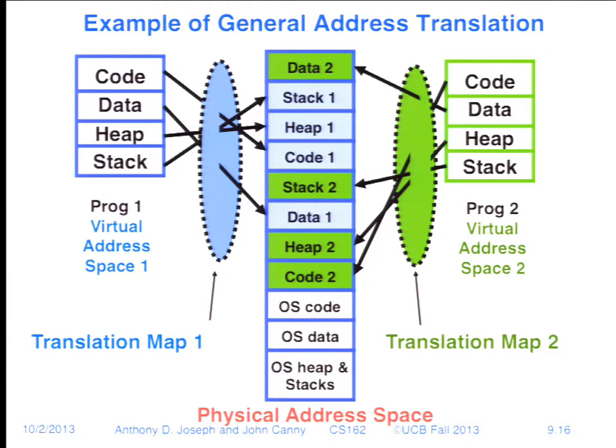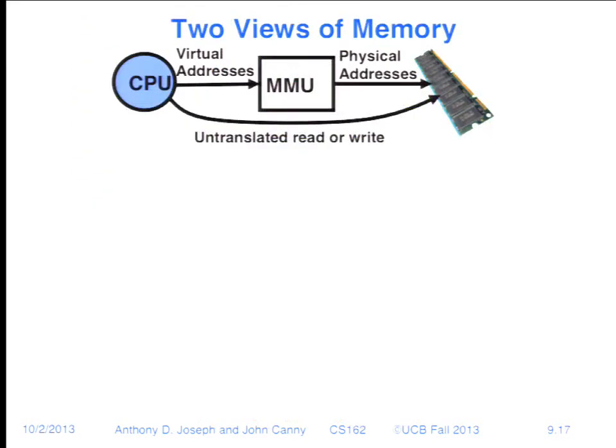Each process should only know about its own blocks of storage. It shouldn't know about what's going on here. So these translation maps provide a complete view, but a distinct view for each process. Okay.